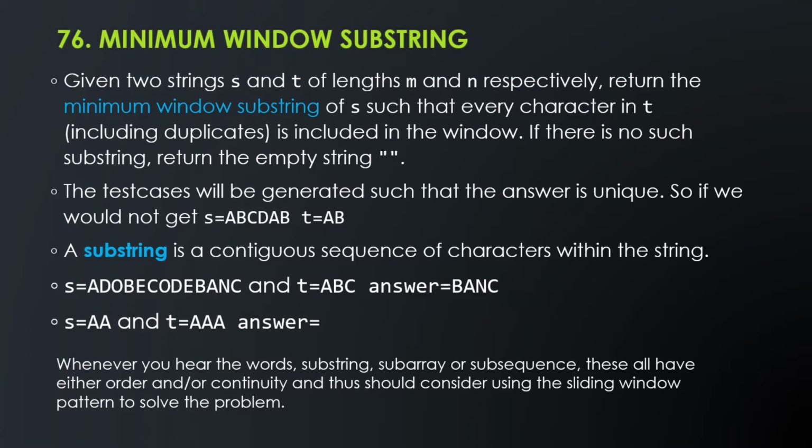So basically, we're not going to get a test case like s is equal to A, B, C, D, A, B, and then t is equal to A, B, because then we have A, B appearing twice, and so the answer would not be unique. So that's all that is saying.